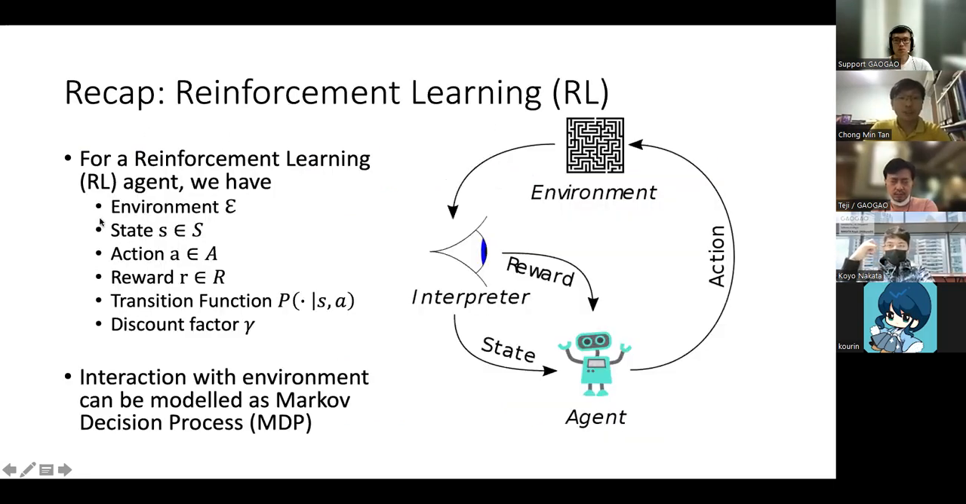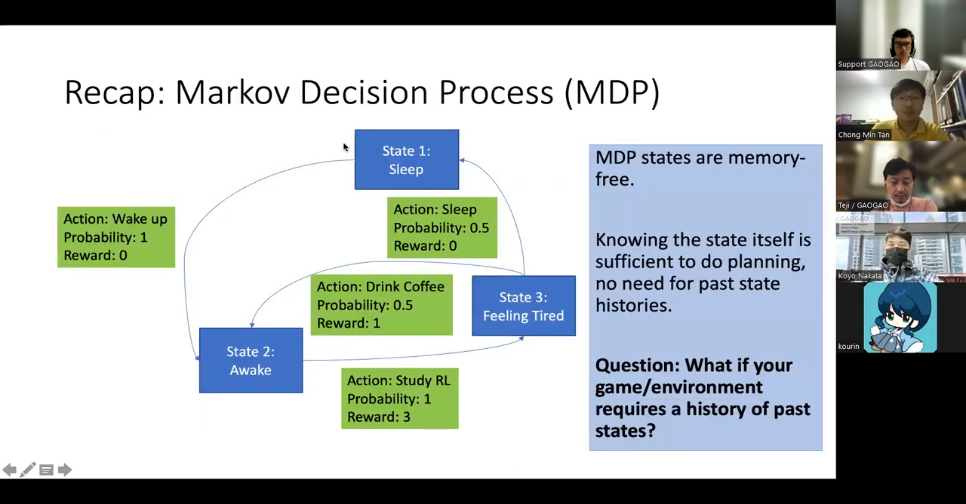Sorry for the math here, but this is really needed for today. This idea of reinforcement learning can be modeled as a Markov decision process, which is what we saw last week. So this is a recap. You all remember this Markov decision process? This is called the daily life Markov decision process.